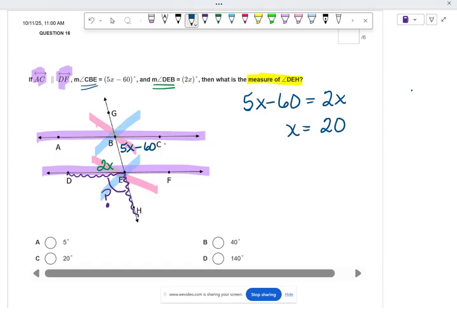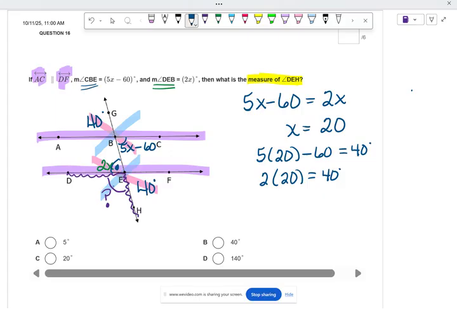All right, so first of all, let's plug it in up here for the 5x minus 60. 5 times 20 is 100. 100 minus 60 would be 40. We also have to plug it in for the 2x right here. 2 times 20 is 40. They are equal like they're supposed to be, so that makes me feel really good about all of my calculations so far. That means that every single pink angle in this diagram would be 40 degrees.